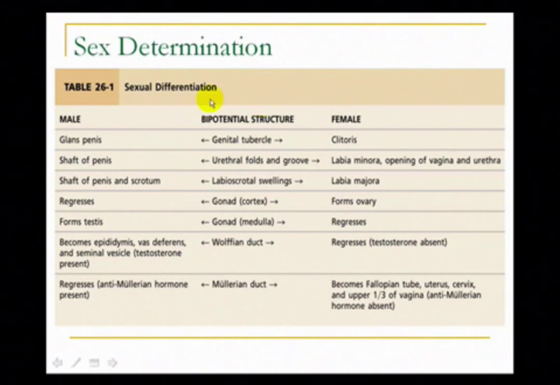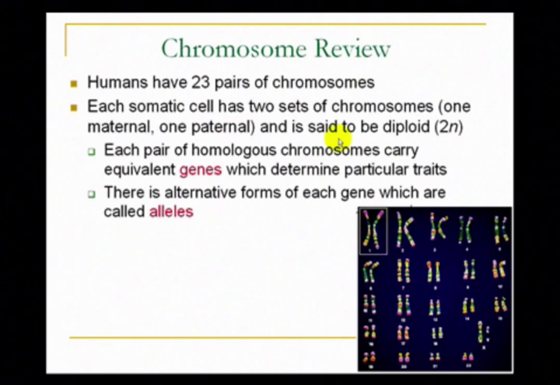And this is just a summary of what the bipotential structures are that we all have, and then what it becomes in males and what it would become in females. So next we're going to talk about how the gonads, either testes or ovaries, produce the gametes, the egg and the sperm. And it's done through a process of cell division called meiosis. So you've already learned about mitosis. Now we're going to learn about meiosis.